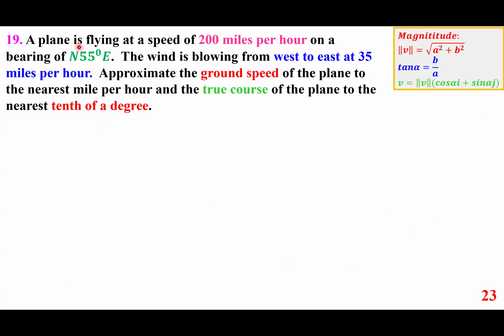Look at an application. A plane is flying at a speed of 200 miles per hour on a bearing of north 55 degrees east. Remember, this is east, so 55 degrees east. That's the concept. The wind is blowing from west to east at 35 miles per hour. Approximate the ground speed of the plane to the nearest mile per hour, and the true course of the plane to the nearest tenth of a degree. So first and foremost, we are doing 200 miles per hour, north 55 east. So north 55 degrees east.